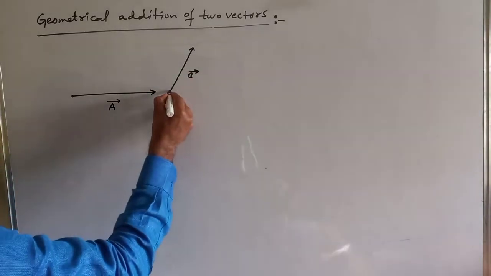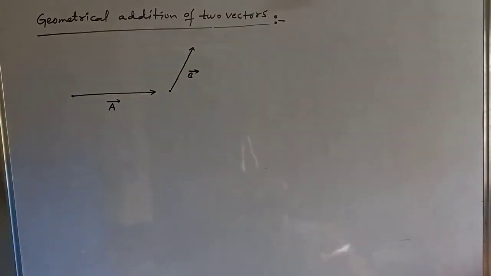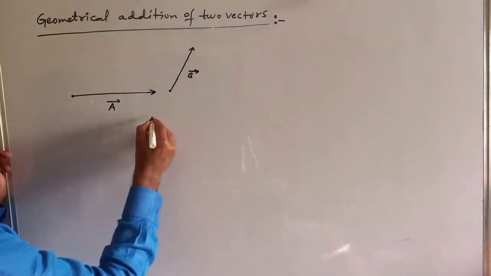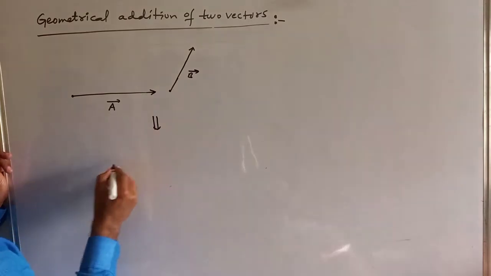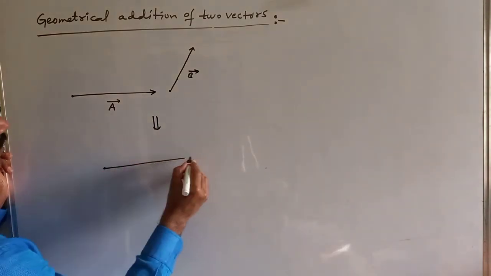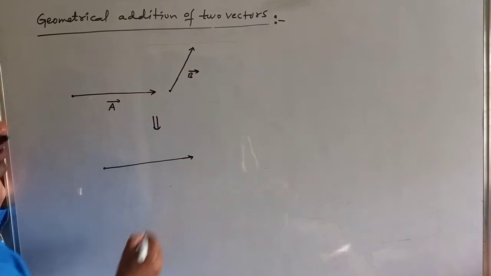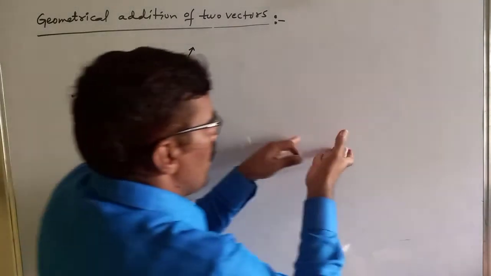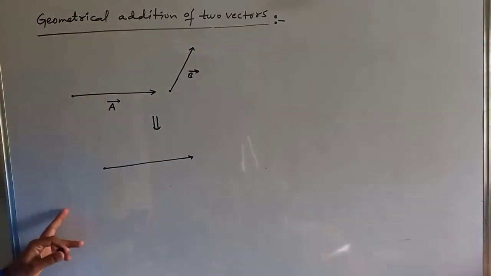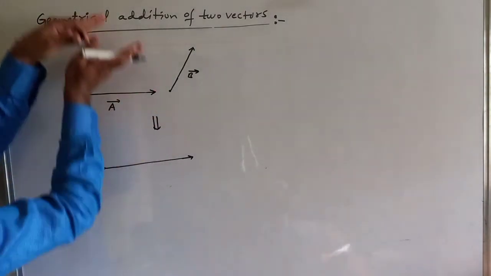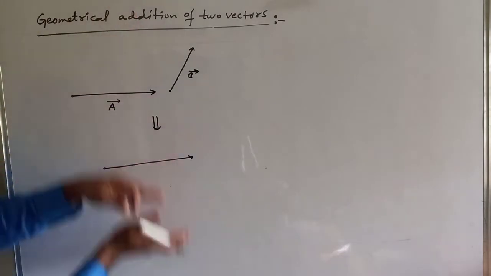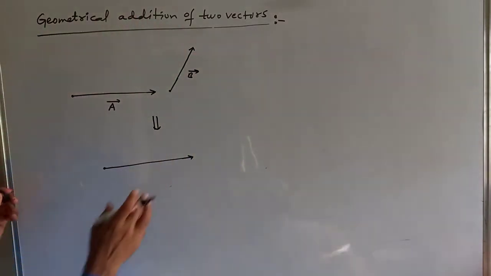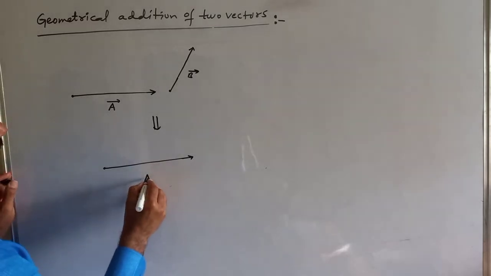I want to add two vectors geometrically. First, draw a vector as it is, in the same direction. Same direction, no problem. We move. So here, this place, whatever it may be, no problem. Like up and down. Take this one here, whatever it may be. So here, draw a vector.